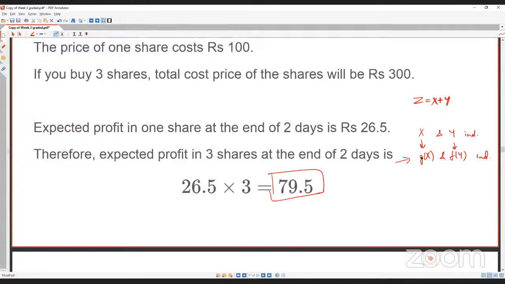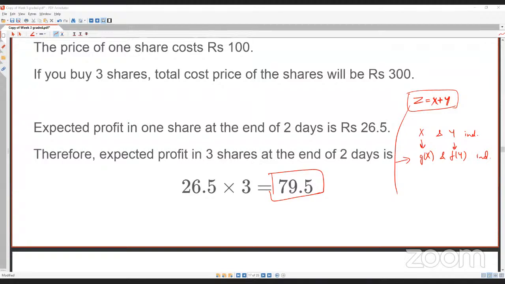That is clear, ma'am. I have one more doubt. Now z is defined as x plus y, right? So z is also a random variable. Can I say that z and x are also independent, and z and y are also independent? No, you cannot say that. Yes, that was my question. Thank you.